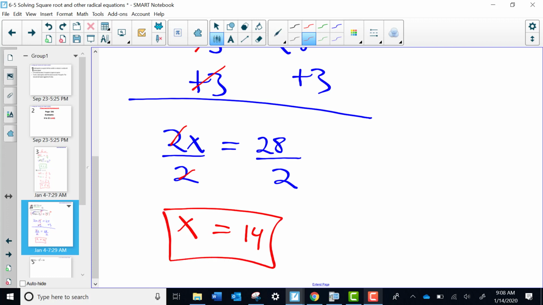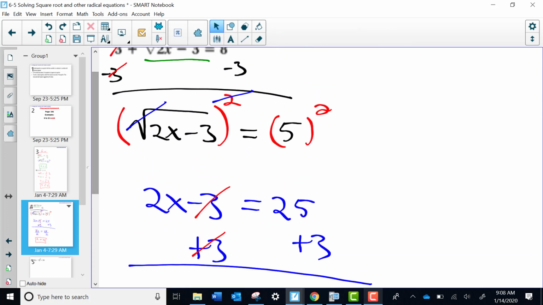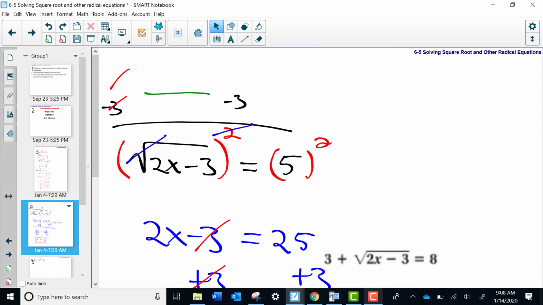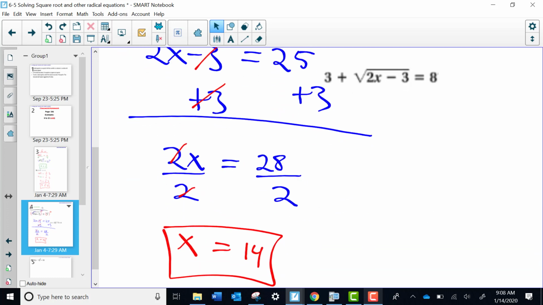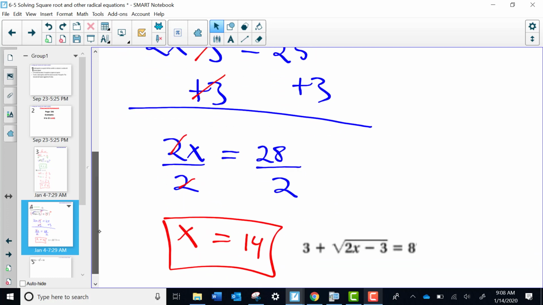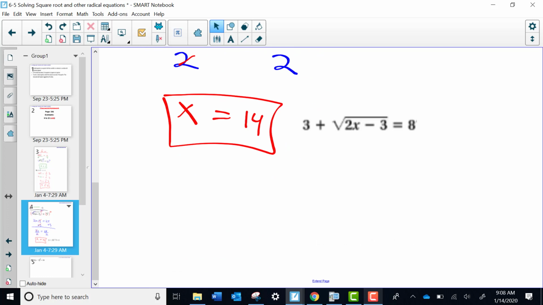Again, whenever we solve radical equations, we have to check. Sometimes we could have extraneous solutions. Extraneous solutions are solutions that work out algebraically, but they don't work when we check it. So let's do a quick check.